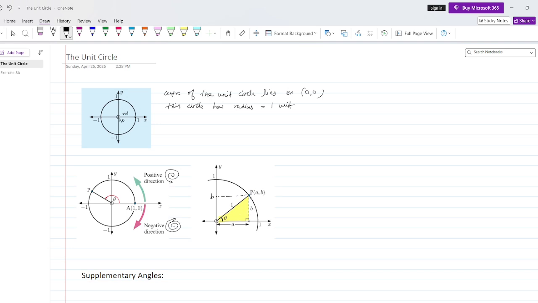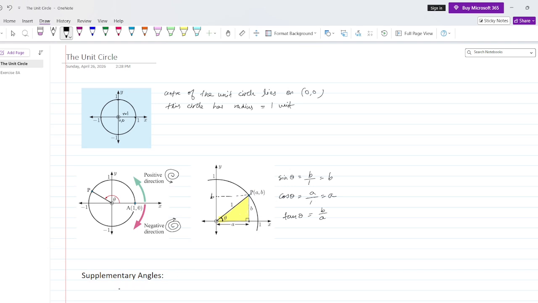Now in this yellow triangle, we can say sine theta equals opposite divided by hypotenuse, that is 1. So sine theta is B. Similarly, cos theta is adjacent divided by hypotenuse, that is 1. So cos theta is A. And tan theta is sine theta divided by cos theta, that is B divided by A. So we'll keep all these things in mind while solving the problems.